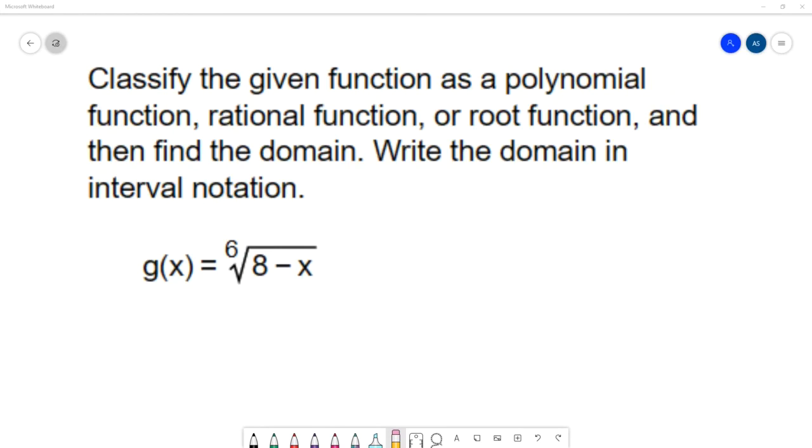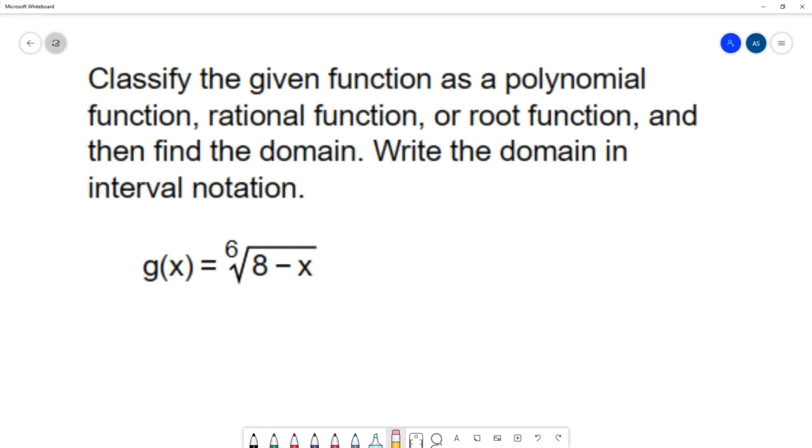So for this example, we want to classify the given function as a polynomial, a rational, or a root function, and then find the domain. We want to write that domain in interval notation. The function that we're working with is g of x equals the 6th root of 8 minus x. Now to start off this problem, we do want to classify as a polynomial, a rational, or a root.